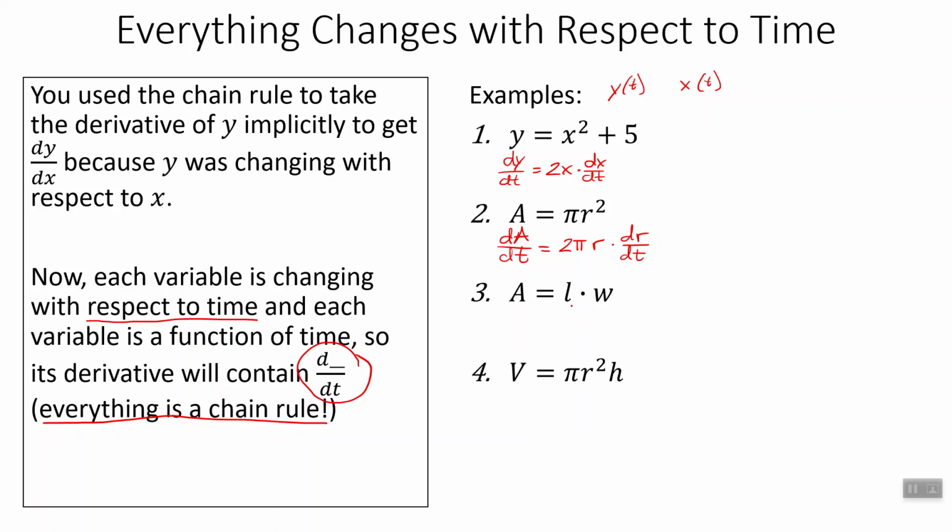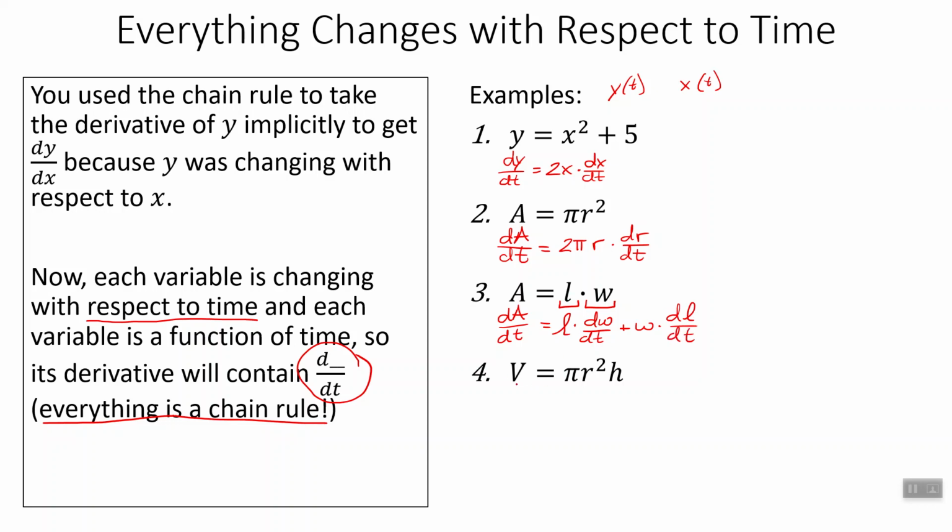Here we have area equals length times width, the area of a rectangle. So dA/dt, the derivative of A, equals, now both of these are functions of time, of t. So when we take the derivative, it's a product rule. So it's the first, I'm going to use the cursive L, times the derivative of the second, dw/dt, plus the second, w, times the derivative of the first, dl/dt. And I always use the cursive L so it doesn't look like a 1.